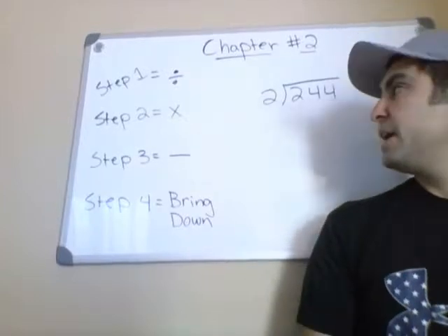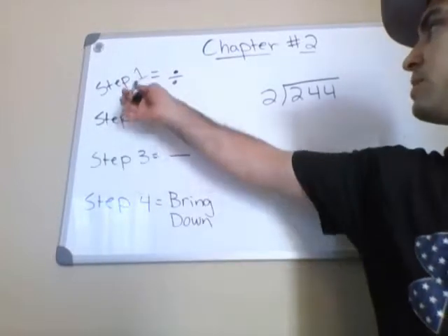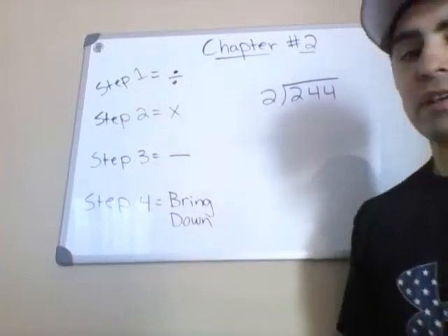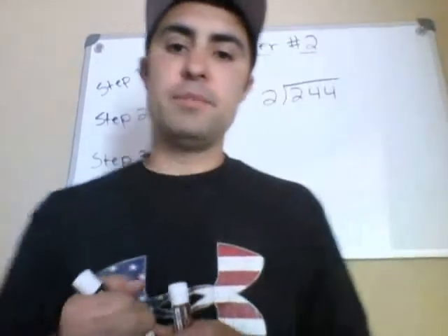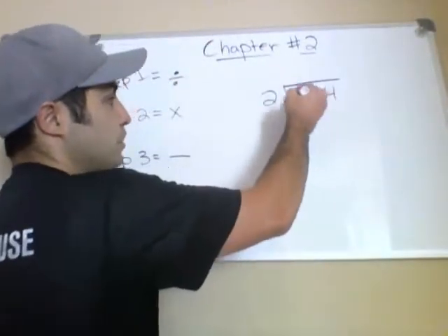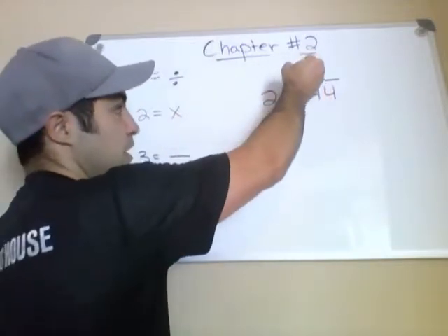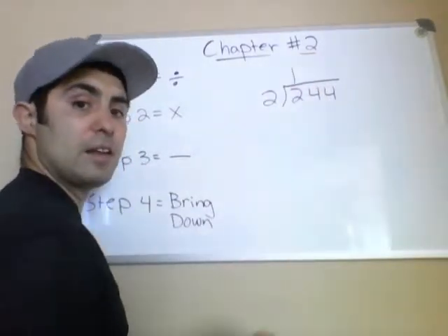Okay, so let's go ahead and do the long division algorithm. There's 4 steps. Step 1, divide. Step 2, multiply. Step 3, subtract. Step 4, bring down. And step 5 is repeat those steps. So let's do that. 2 will go into 2, so I'm dividing now. Step 1, 2 will go into 2 one time. So I'm going to write my answer right above where I divided.